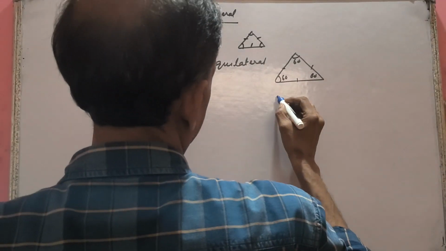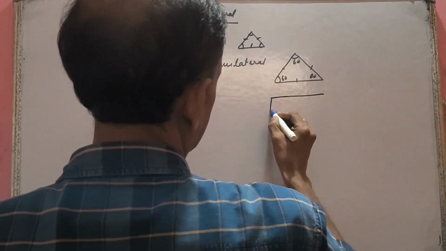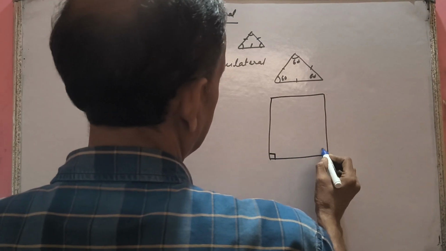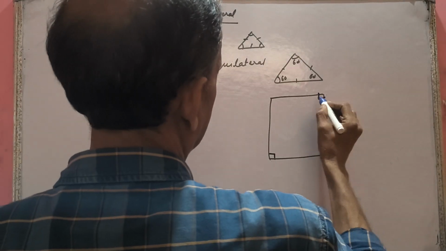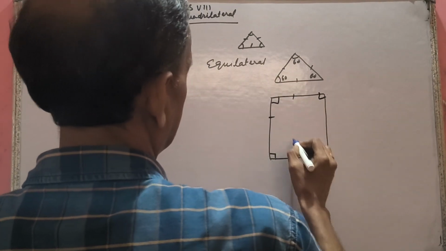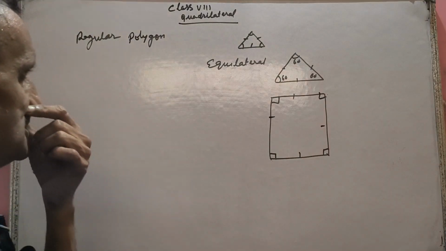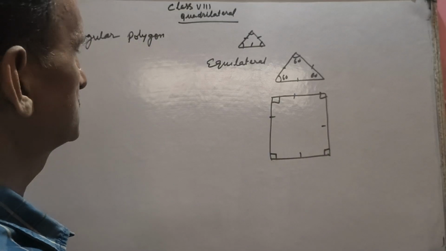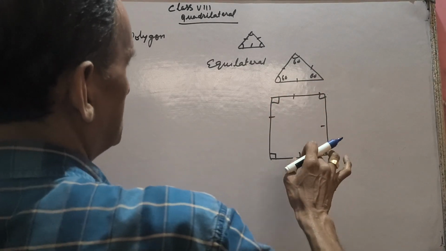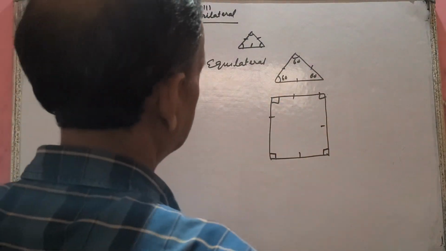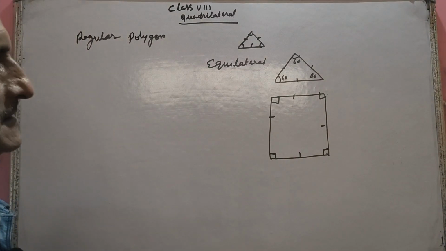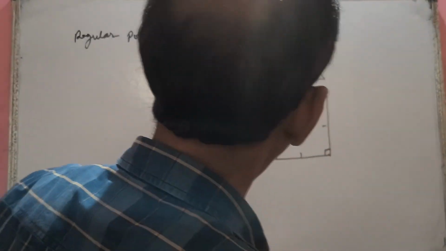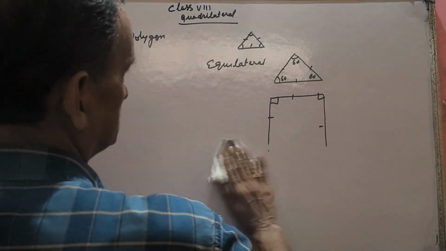You can add the square also. See a square. You know each angle is 90 degrees, so all the angles are equal and the sides are already equal. So these are examples of regular polygon. What is a regular polygon? All the sides as well as all the angles should be equal. This equilateral triangle and square are called regular polygons.